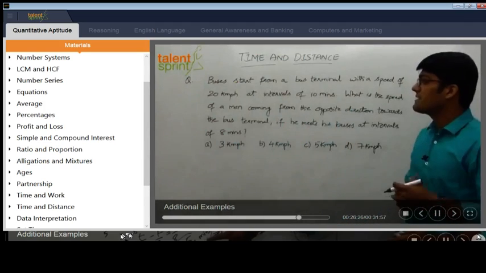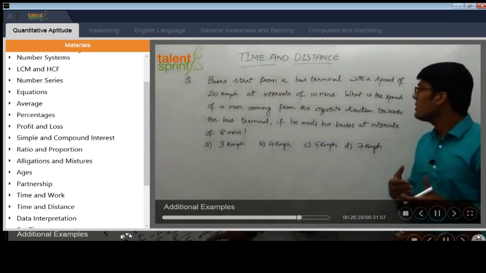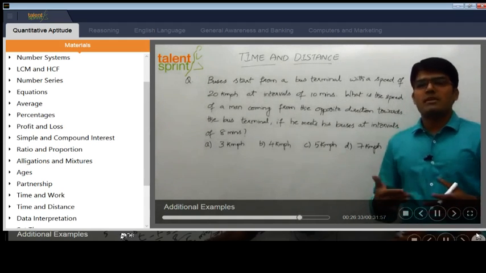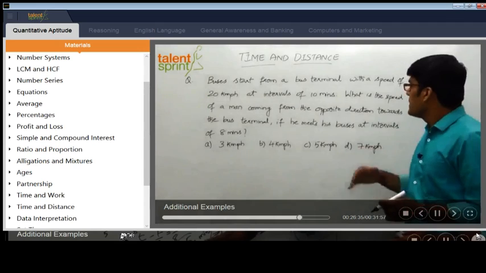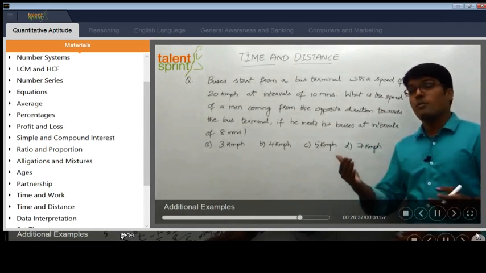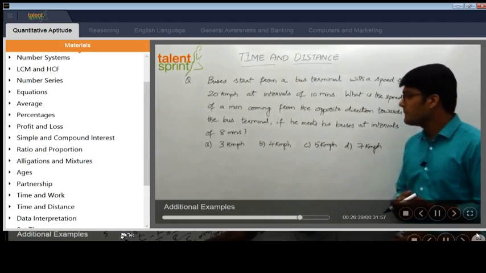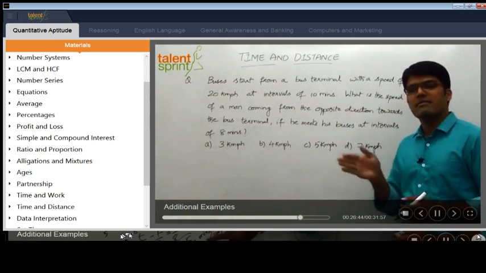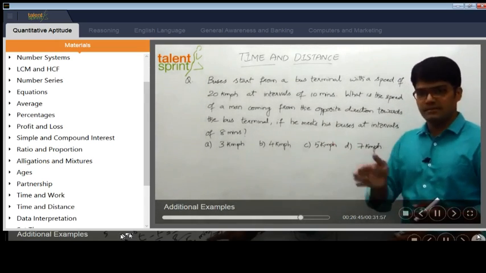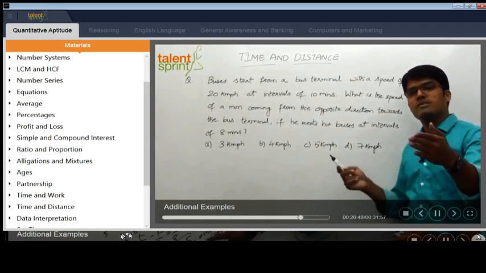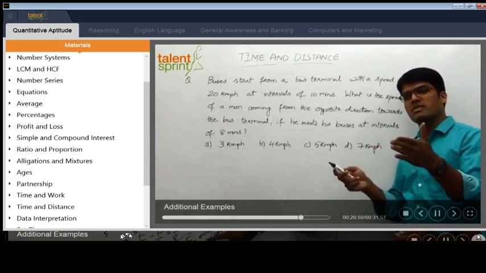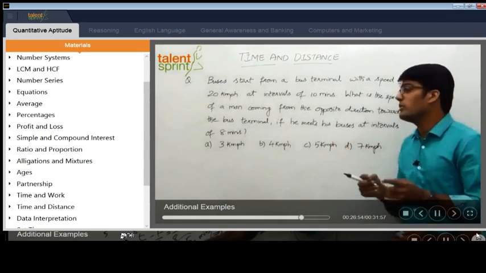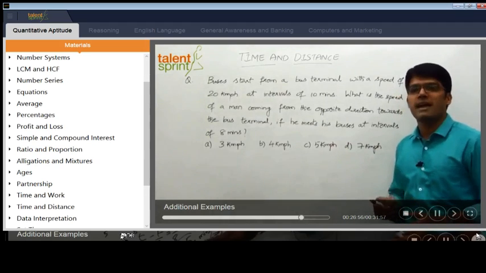The question says buses start from a bus terminal or a bus stop with a speed of 20 kilometers per hour at intervals of 10 minutes. So every 10 minutes one bus starts. Now what is the speed of a man who is coming from the opposite direction towards the bus terminal if he meets his buses at intervals of 8 minutes? So the buses start at intervals of 10 minutes, and the man coming in the opposite direction meets the buses one after the other at intervals of 8 minutes. So we need to understand what is the speed of the man from the given data.